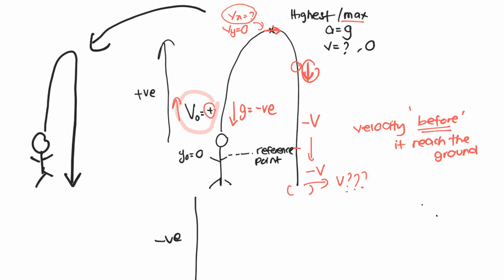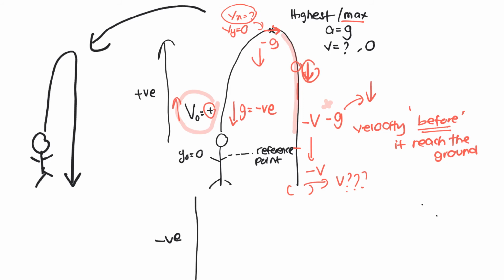Yes, it's going to be negative g, because why? Gravitational acceleration is always pointed downward. Okay, but when the object is moving downward at this particular point, what is the value of g? What is the sign of g? It will become negative g, because gravitational acceleration is always moving downward.